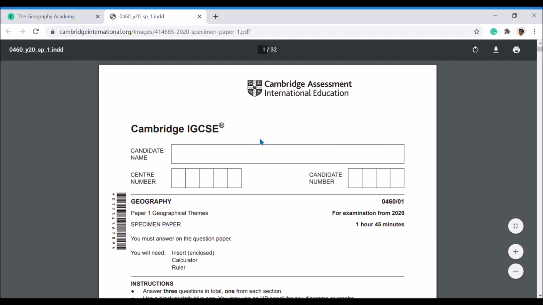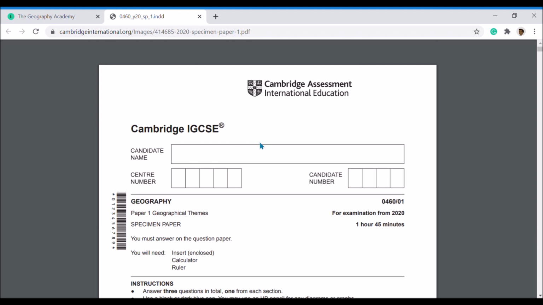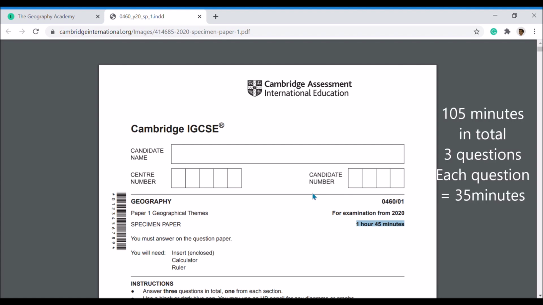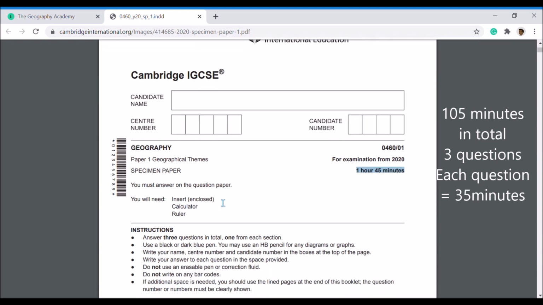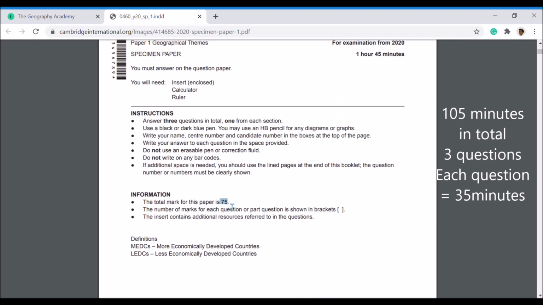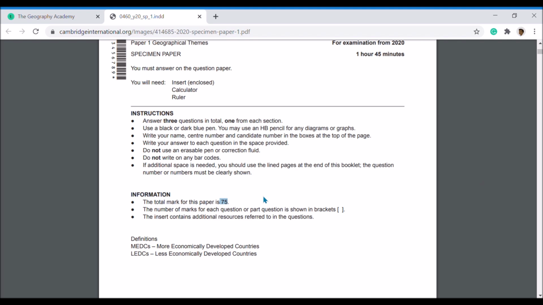Okay, so let's have a look at an exam paper question. If we look here, we can see straight away that there's an hour and 45 minutes. Now that adds up to 105 minutes overall, and you've got 3 questions to answer. So divide that by 3, and that's 35 minutes for each question. Going down here, there's going to be 75 marks in total, breaking down to 25 marks per question. You've got 3 questions, 75 marks.